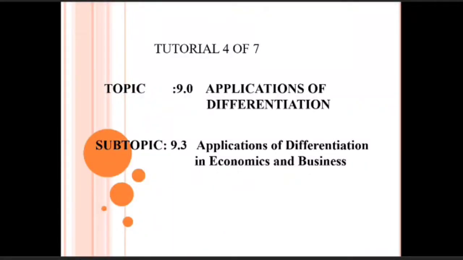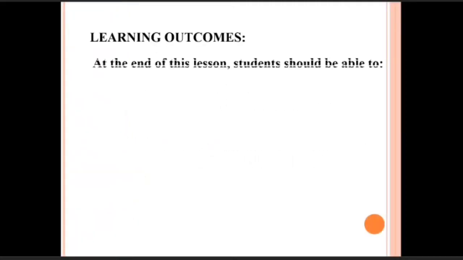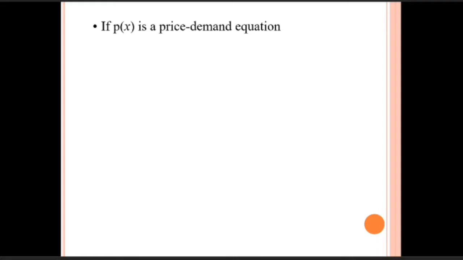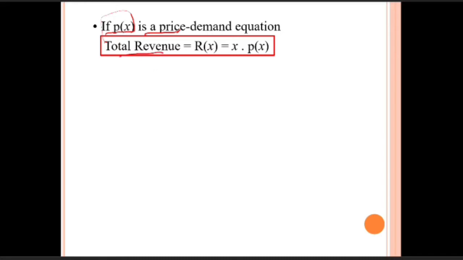Hi, in tutorial 4, we will learn more on applications of differentiation in economics and business. Today, in this lesson, we would like to learn about revenue function and also finding the average revenue and marginal revenue. If Px is a price function, the total revenue function is just multiplying that price function with the number of quantity that the company has sold. This is like the total pendapatan of that company, okay, the total revenue that the company will receive after they have sold X unit of products.